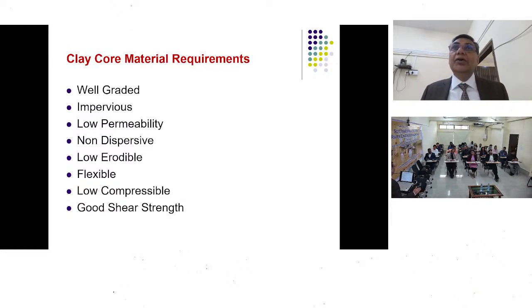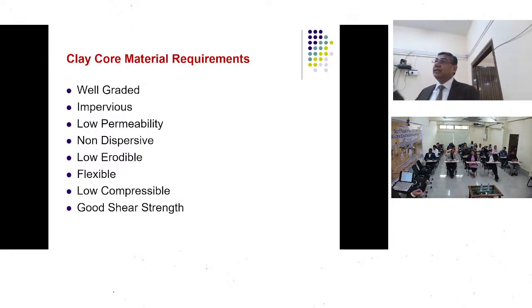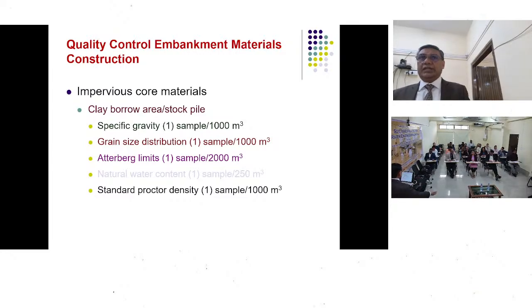Why low erodible? Low erodible is not the requirement. We say that it should not be highly erodible. So it should be non-erodible to maximum of a low erodible. Okay. Don't say that, okay, I have to search for a material which is to be low erodible. Okay. So this is how things have to be read. Then flexible, low compressible and good shear strength. These are the basic requirements of the clay core material. And quality control of embankment materials for the core material are broad guidelines. These requirements may be changed based on the project condition.